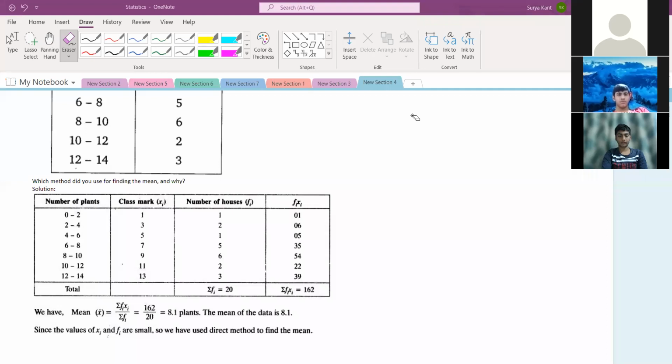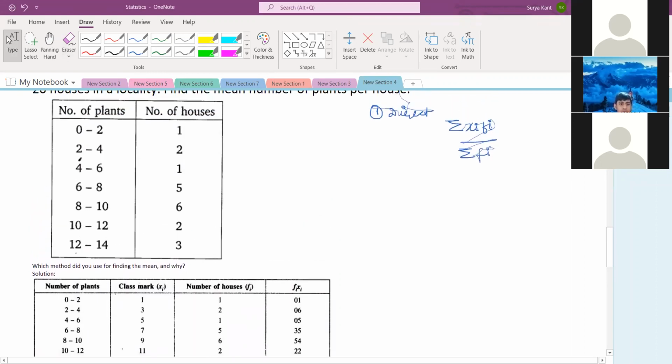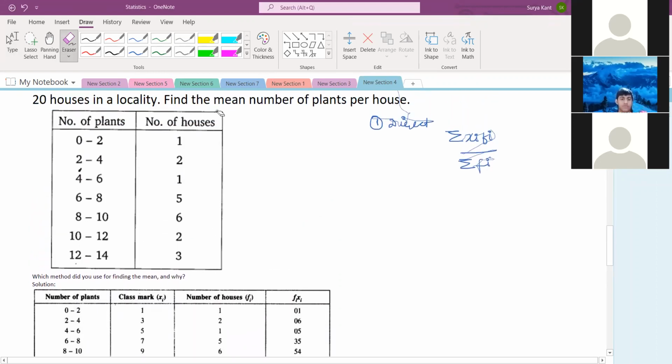Okay, so this part is over. Now, can you do the same question by the assumed mean method? Yes, sir, it can be done. So what is the formula for the assumed mean method?